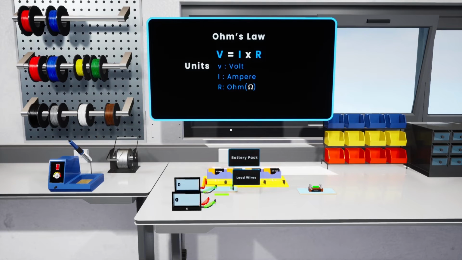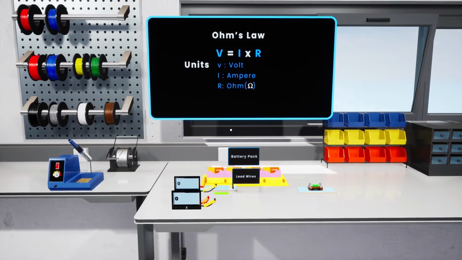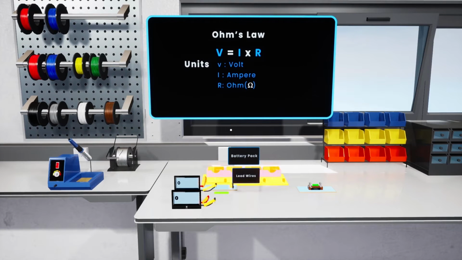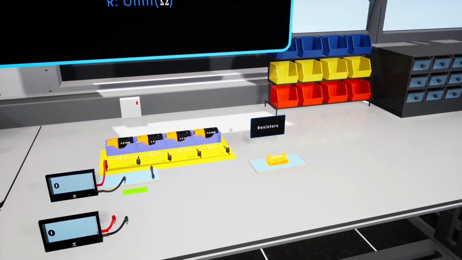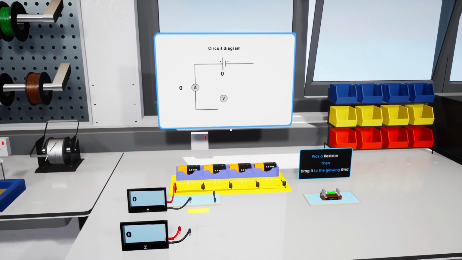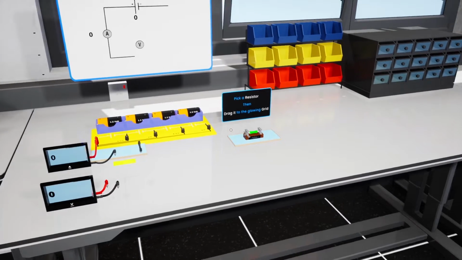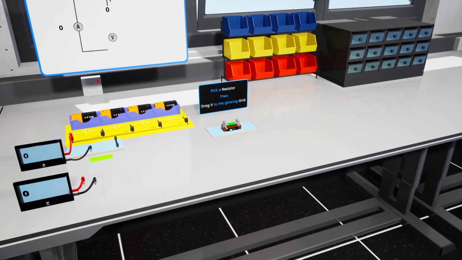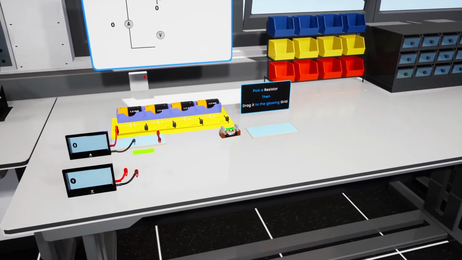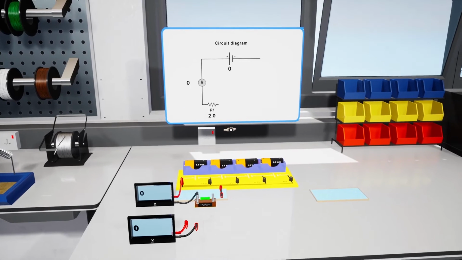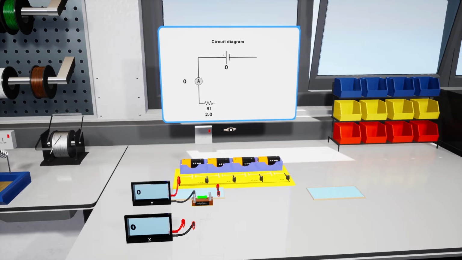LED wires and a battery pack that allows you to change the supplied voltage by plugging the wire into different terminals. And the last component, the resistors. Now drag the resistor into the glowing sheet grid. The value of the resistor will show up on the circuit diagram.